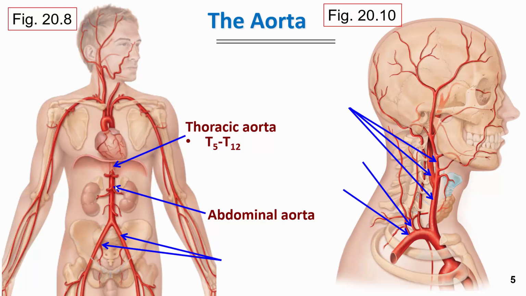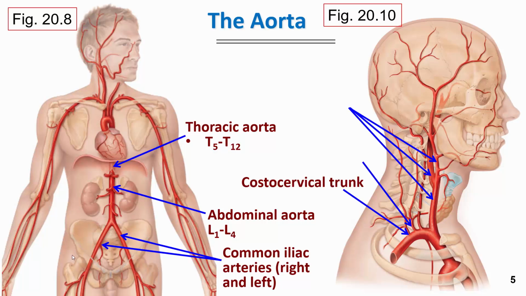And although it's the same tissue, it does change its name to the abdominal aorta, which then extends into the abdominal region, and it carries this name as it spans the vertebral bodies L1 through L4. And at that point, you see that it branches into what's called the common iliac arteries, both right and left, that will provide a bilateral distribution of oxygenated blood to the hip, pelvic, and lower extremities.